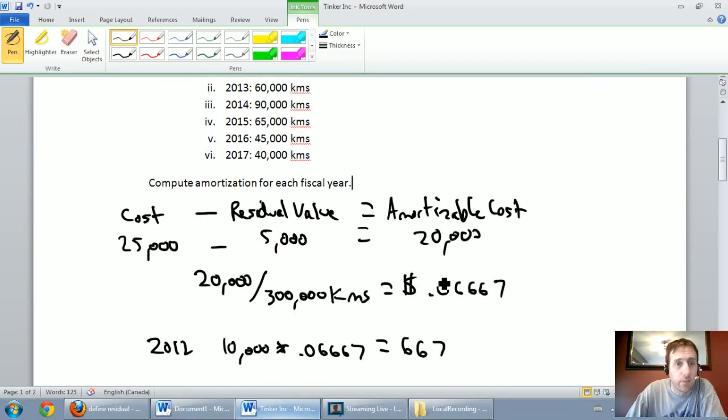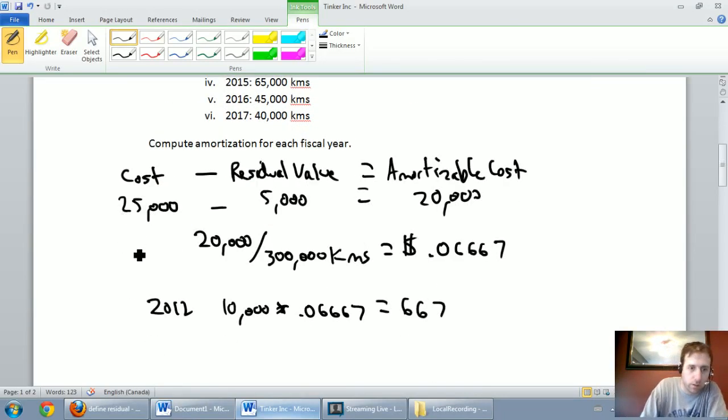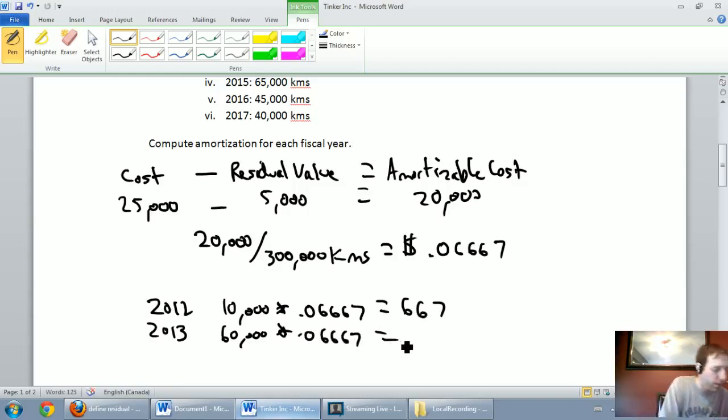2013, it's 60,000 kilometers. So 2013, 60,000 times 0.06667. I'm going to need my calculator for this one. I should be able to do this in my head. Is it 2,000 maybe? I better calculate it. 60,000 times 0.0666667 is 4,000. That is way off. All right, so it's $4,000.